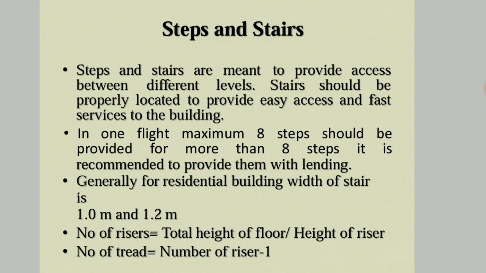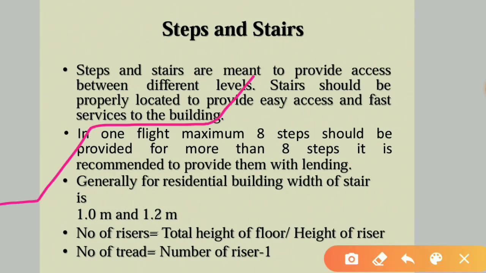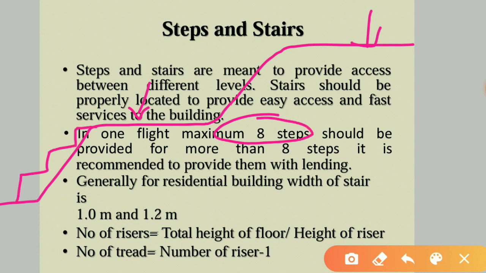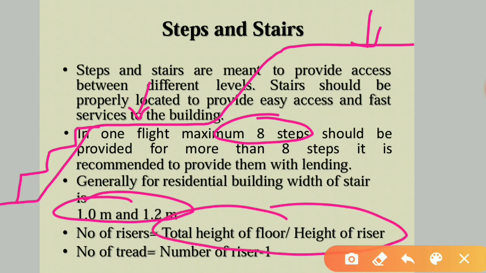So when we are providing steps, a landing should be there. This is what we call a landing. When you are providing more than 8 steps, we have to provide a landing. Generally, for residential buildings, the width of the stair is 1 meter to 1.2 meters. Number of risers is equal to total height of the floor divided by height of the riser, and number of treads is equal to number of risers minus 1.